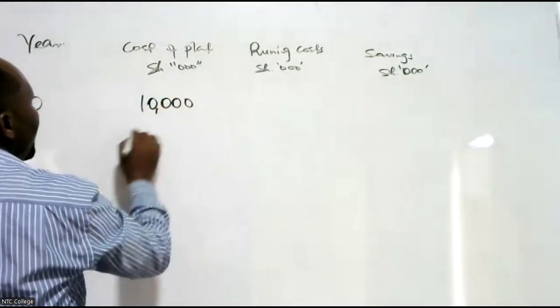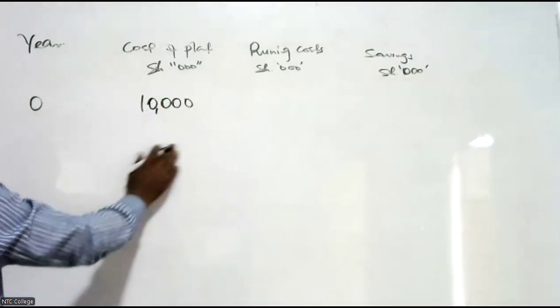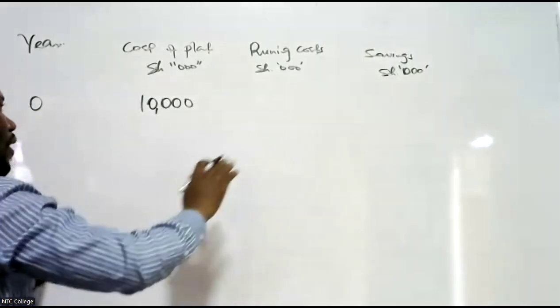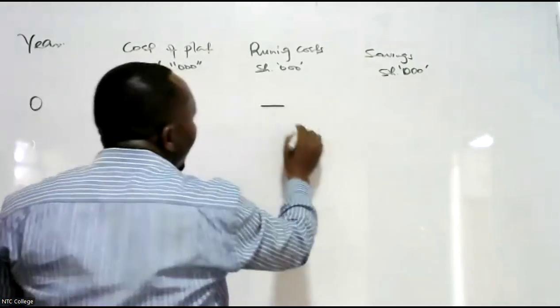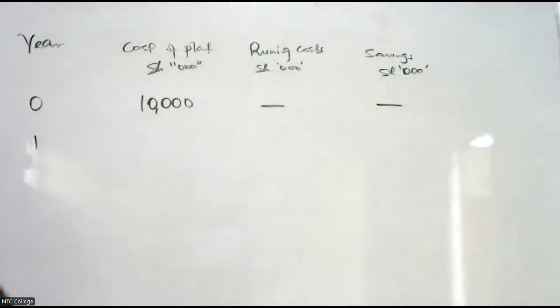Sometimes they put it negative. You might find that they put year zero as negative. That means that it's cash outlay, money that went out. So in that year zero, we didn't have running costs because we are just starting the business. And then we have year one.